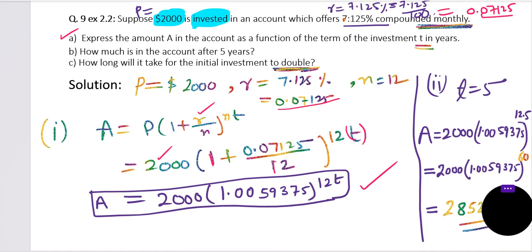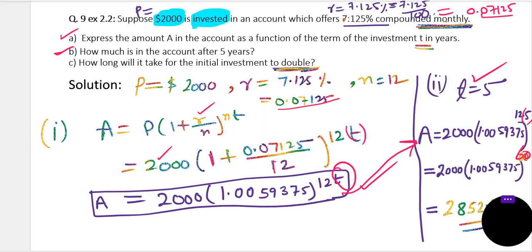That is question A. The question B will be, how much is in the account after time t, 5 years, and time is 5 years. So the same rule we have to apply, but here in the place of time t we write 5 times 12, that is 60, and find with the calculator. The question B is, how much is in the account after 5 years.